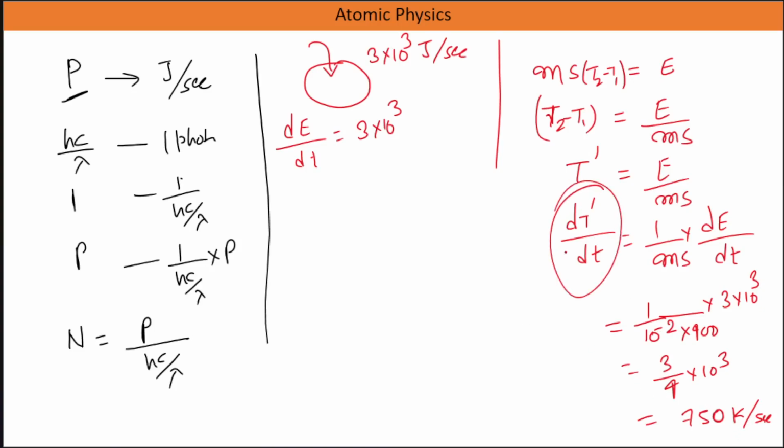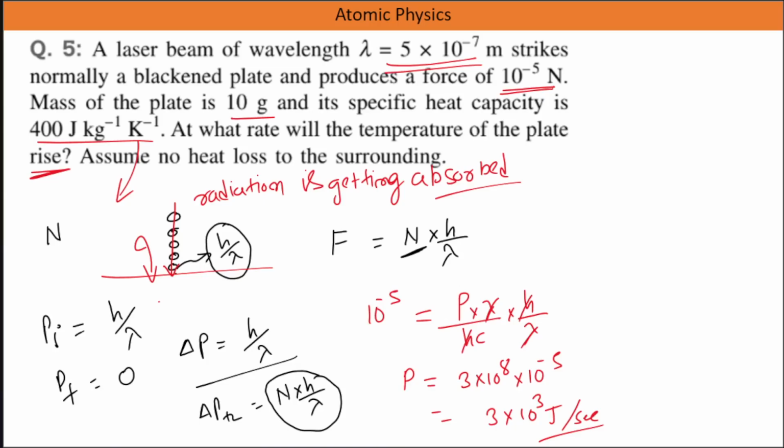This is the rate with which the temperature will change. That is what we were asked, right? At what rate will the temperature of the plate rise? Yes, so that will be your answer, 750.